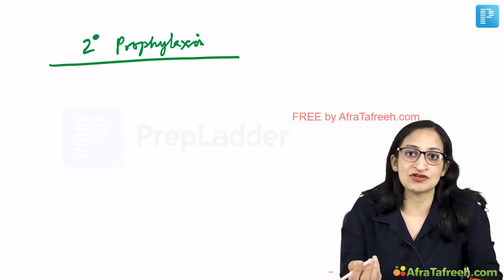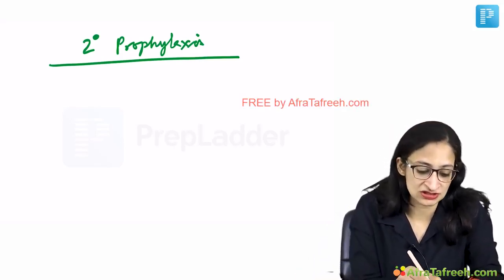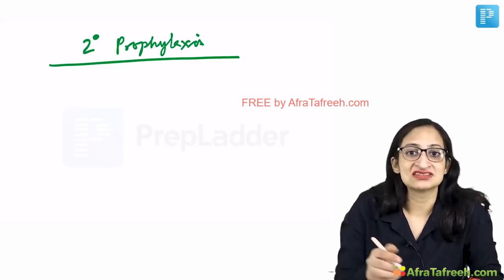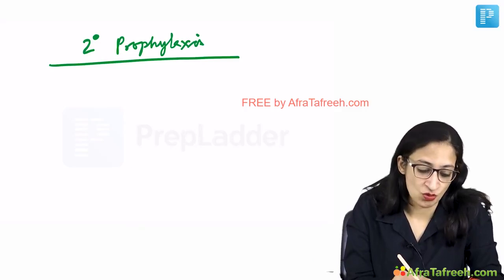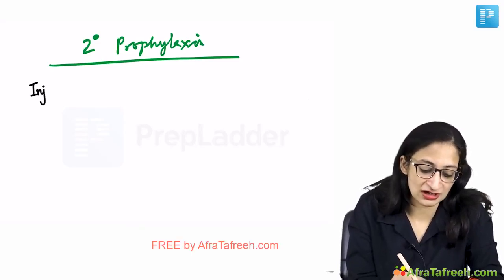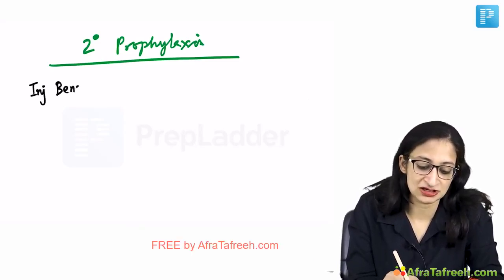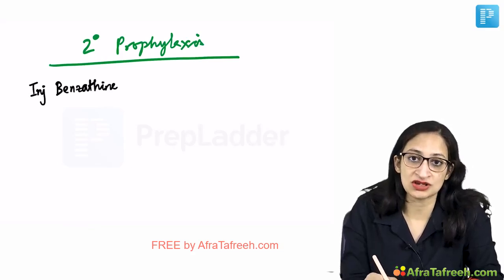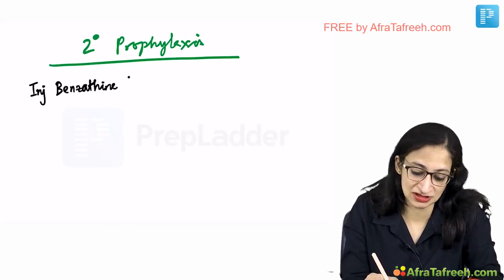Now, for secondary prophylaxis, what is usually used is injection benzathine penicillin again. So for this secondary prophylaxis, what is used is the long-acting injection benzathine penicillin, which can be given intramuscularly.